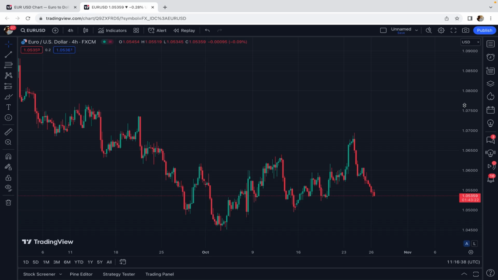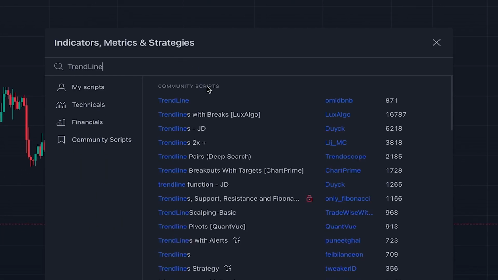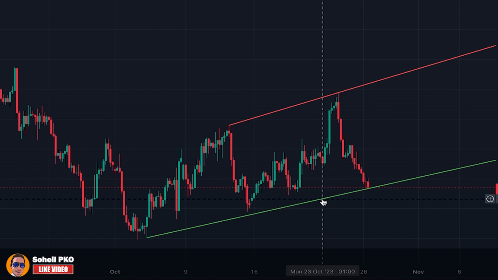The next indicator that I want to introduce is a trend indicator, and it automatically draws trend lines on the chart. Here we click on indicators and we search trend line. We add this one, which is written by someone named Omid BMB. Alright, as you can see, this indicator has added trend lines to this chart.